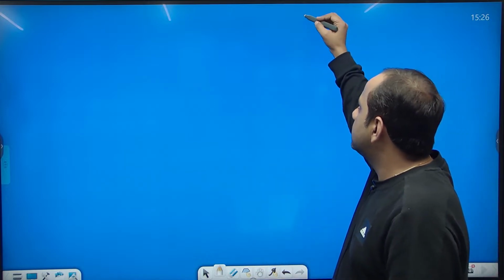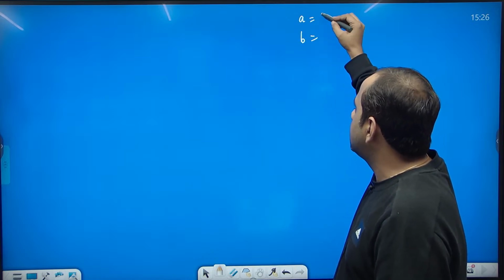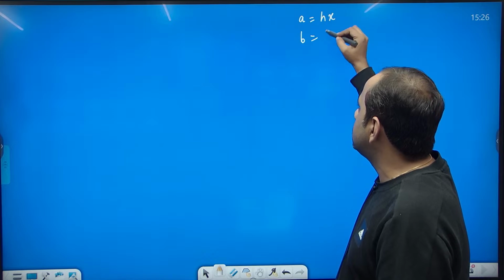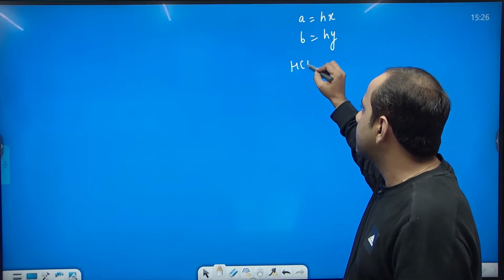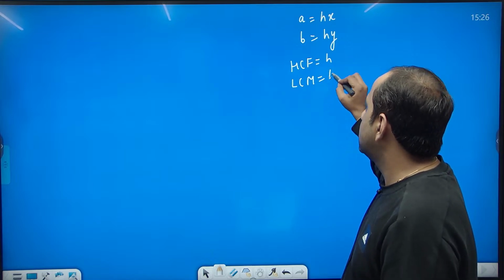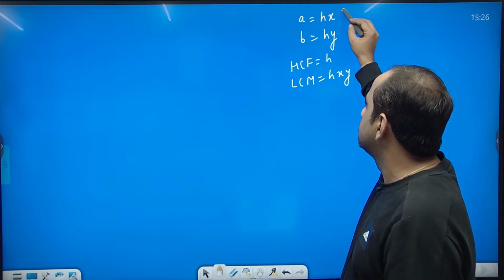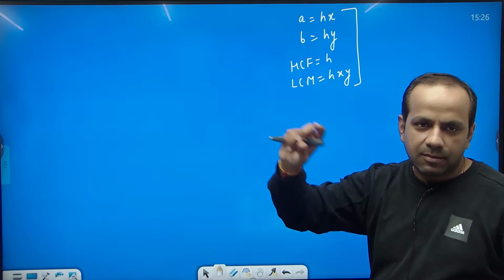See, what it means is, if I say we have two numbers A and B, and A can be written as H into X, B is H into Y, then what will be HCF? H. And what will be LCM? H into X into Y. Considering this, that I am taking H as the maximum common part out of A and B.